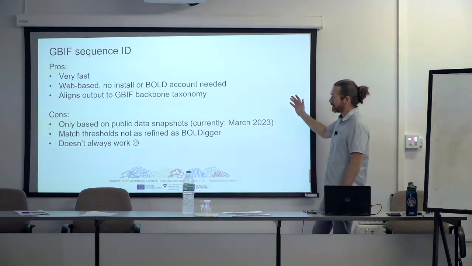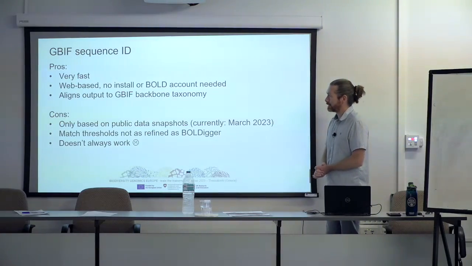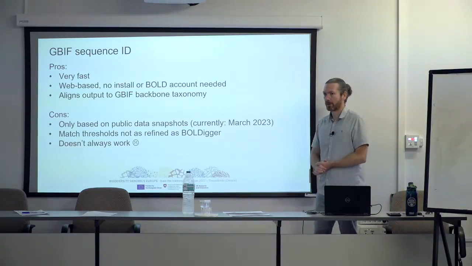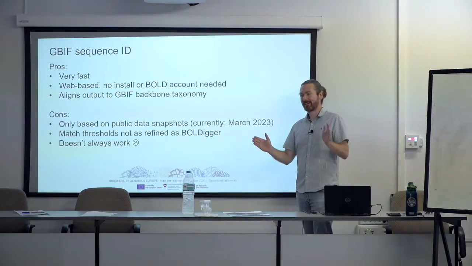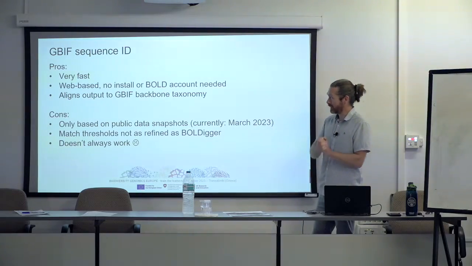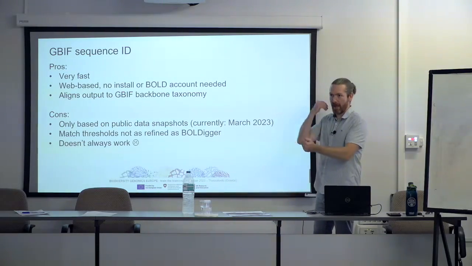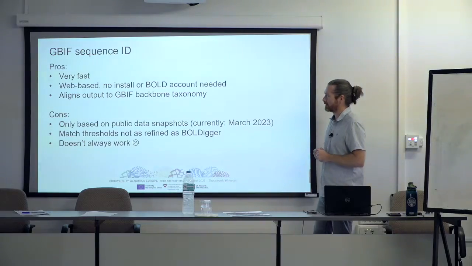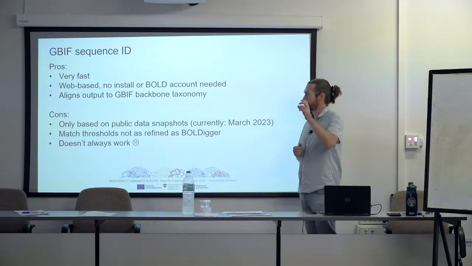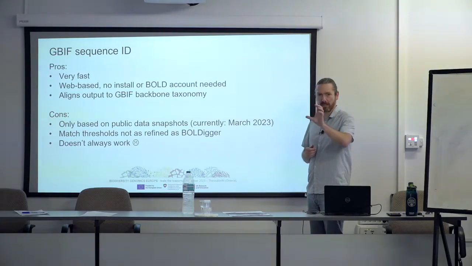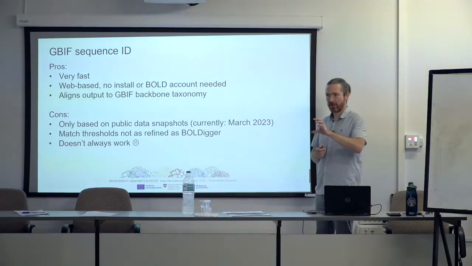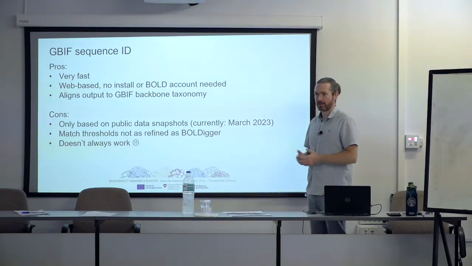I'm going to go through each one of these and give you some pros and cons. So GBIF sequence ID, it's very fast. I'll caveat that with when it's working. I loaded the two leeches from our Ukrainian colleagues, and it was like, bam, there we are, 2 matches, excellent. I then loaded the FASTA file from the 115 or so barcodes that we generated, and it got stuck at 2 and stopped.